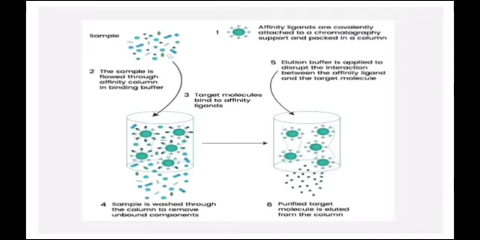In the washing step, impurities are removed. In the elution step, the target is released and exits the column. Finally, the purified fractions are collected. This diagram provides a clear, step-by-step view of how affinity purification works in practice. Of course, the success of this process depends on many factors, which we will now discuss.